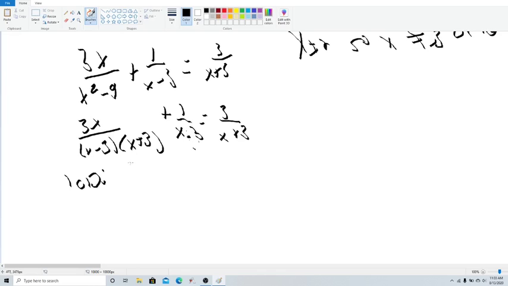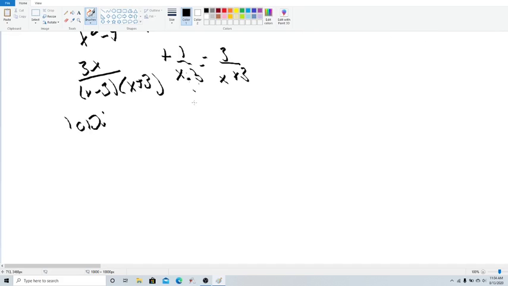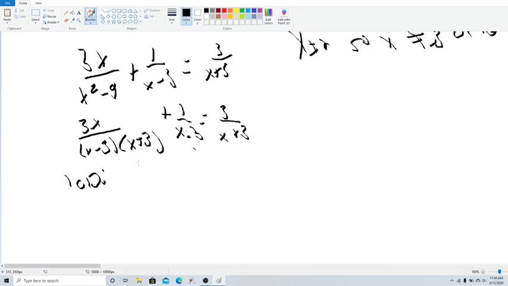Okay, so LCD. So what does everything have in common? Well, it has an x minus 3 and an x plus 3. We could easily multiply this one with x plus 3, and we can easily multiply this with x minus 3. But in order to do so, we have to multiply by everything, the x minus 3 and the x plus 3, to make sure all the fractions have everything in common. That makes things cleaner when we go to solve.